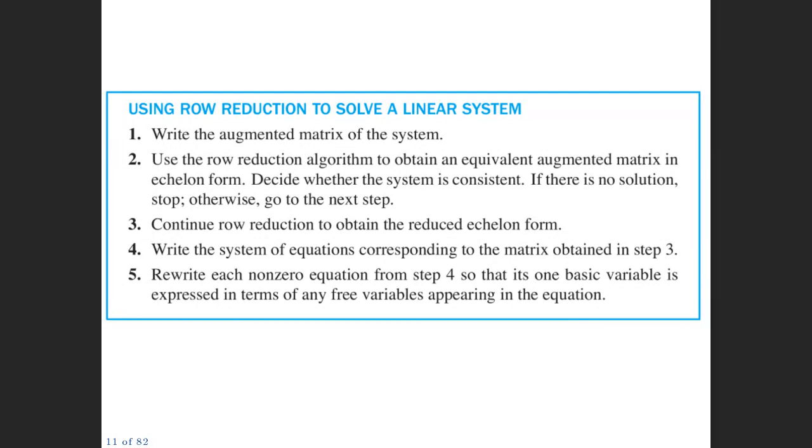Look to see if the right-hand column is a pivot column. And if there's no solution, we stop. If the right-hand column is not a pivot column, then we can go on to step 3. If necessary, we continue our row reduction until we get a reduced row echelon form.